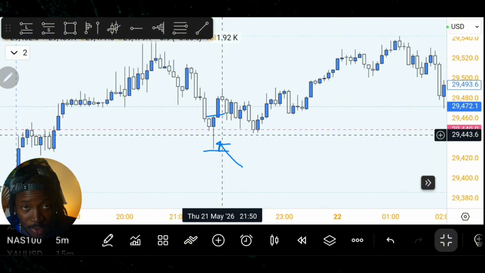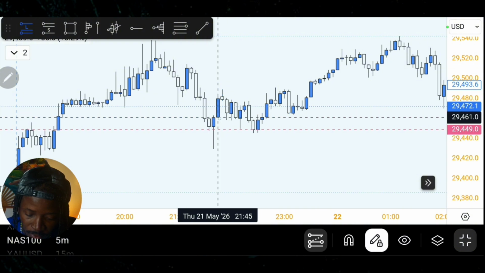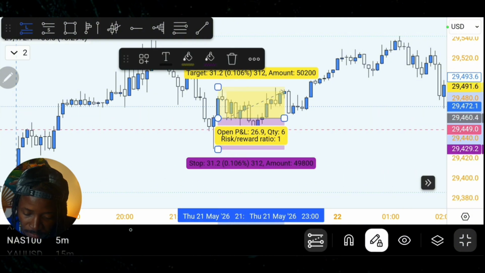Yeah, and that's what I use. Yes, if you're watching to this point, that's what I use. I use manipulation candles. They're very important. They work. So we see we had the manipulation candle here. So I would have taken my trade here for long.